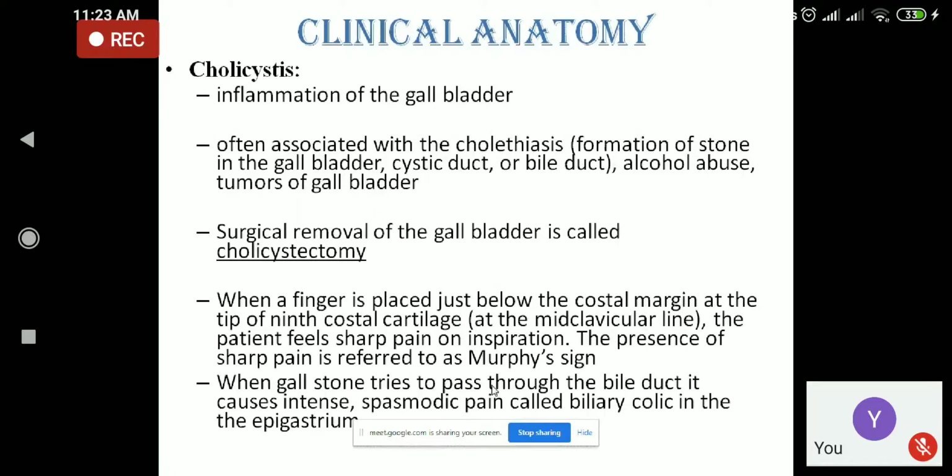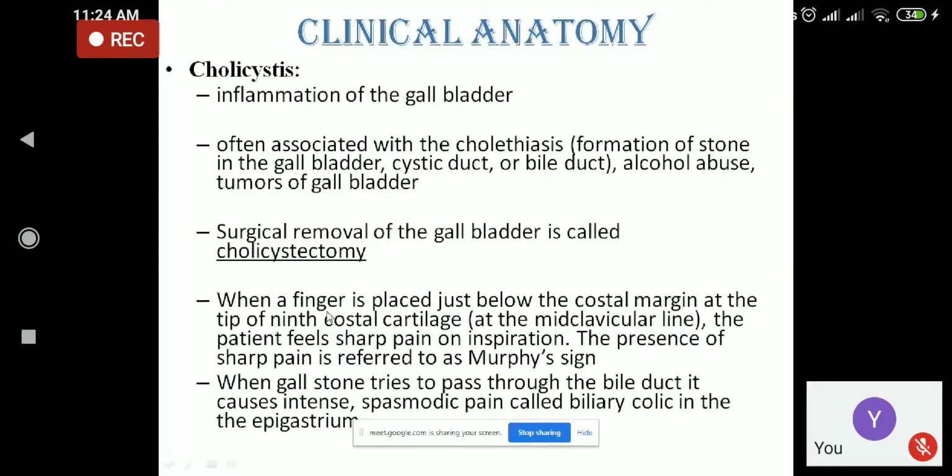Now, clinical anatomy, this is very important. Cholecystitis is inflammation of the gallbladder, often associated with cholelithiasis, that is formation of stones in the gallbladder, cystic duct, or bile duct, due to alcohol abuse and tumor of the gallbladder. Surgical removal of the gallbladder is called cholecystectomy.